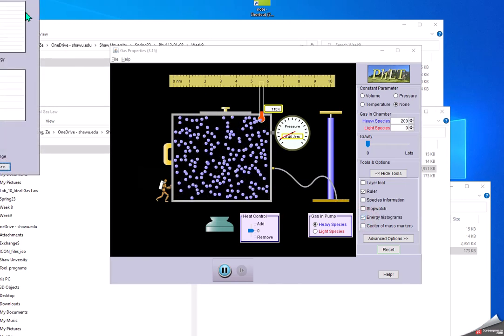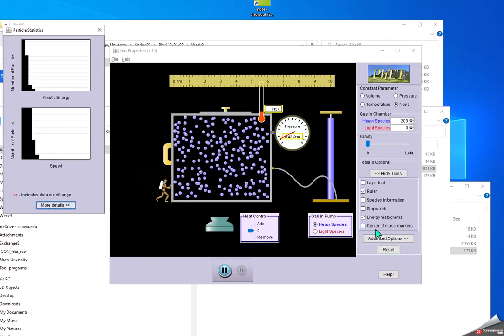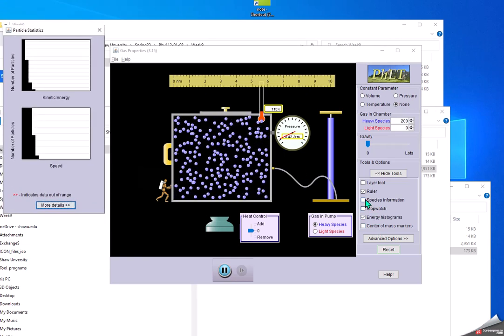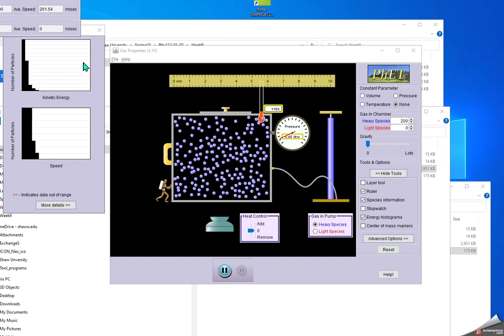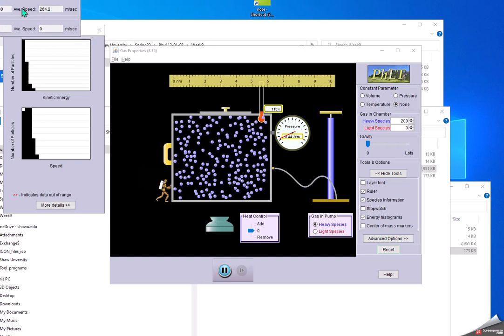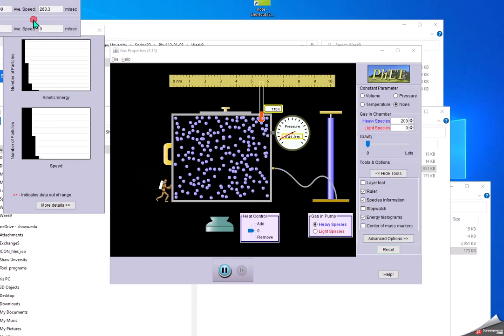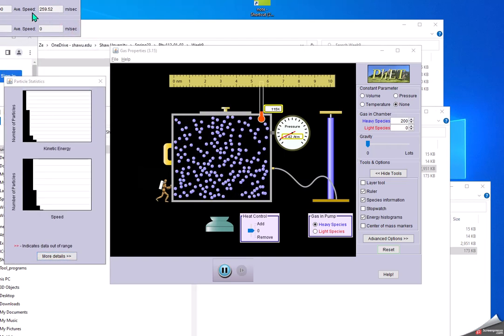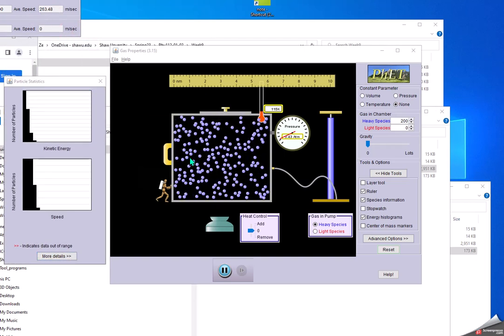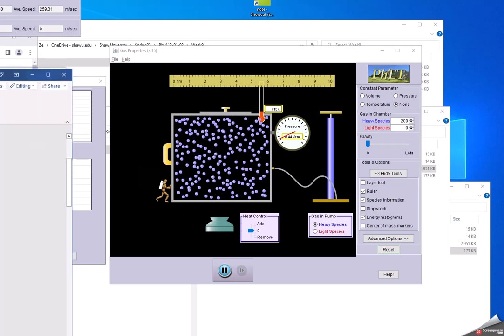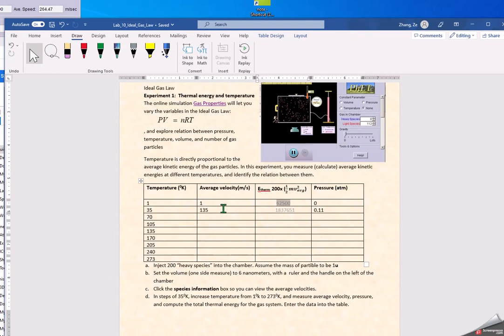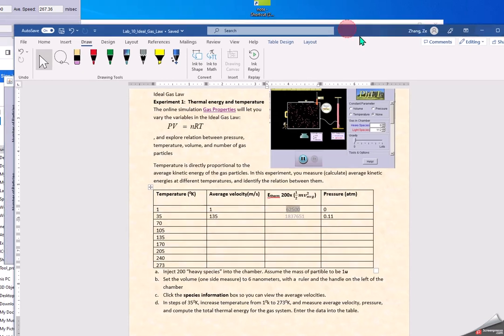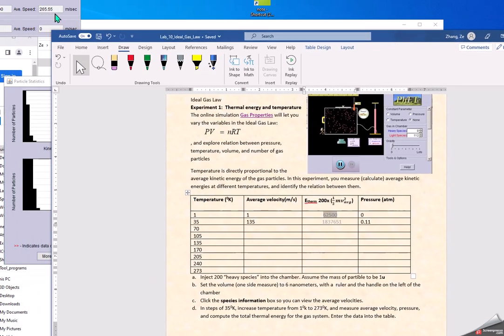Energy histogram, probably you don't need energy histogram. And species information, you click this, and the velocity will be showing up there on the pop-up, hopefully. So over here, the velocity, speed, and then you enter the velocities here. So for example, this one, velocity, I will be going in here. So now it's how many degrees?